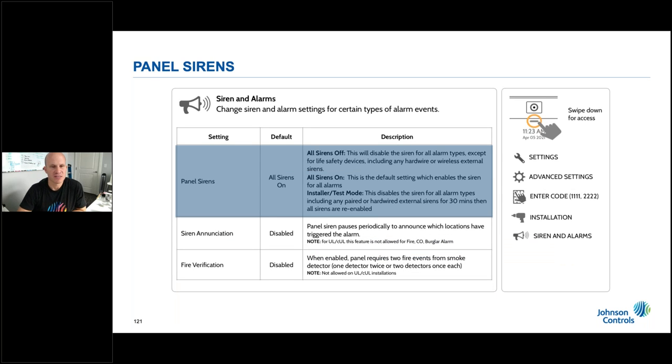One other trick is this installer test mode. So maybe it's late at night, maybe the baby's sleeping, maybe for whatever reason you want to send all your signals to the central station and you want to test this without having the loud siren blaring. You can go into panel programming. You can put the panel into installer test mode. It'll disable all the sirens for 30 minutes, and then it will automatically revert itself to sirens on 30 minutes later. So you don't have to remember to go turn this setting back on. So that's installer test mode.